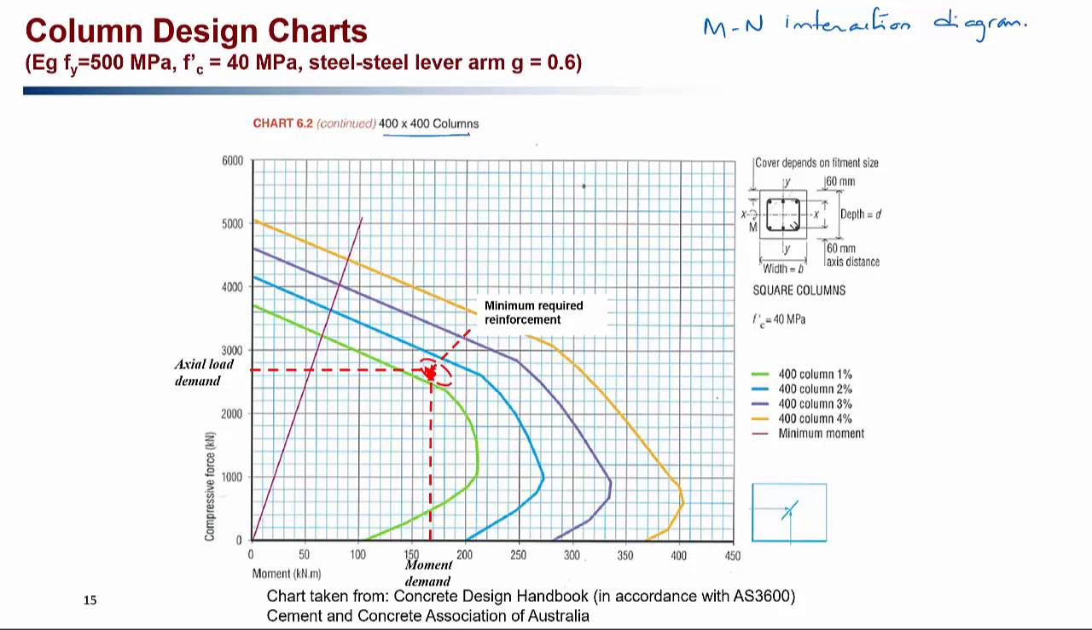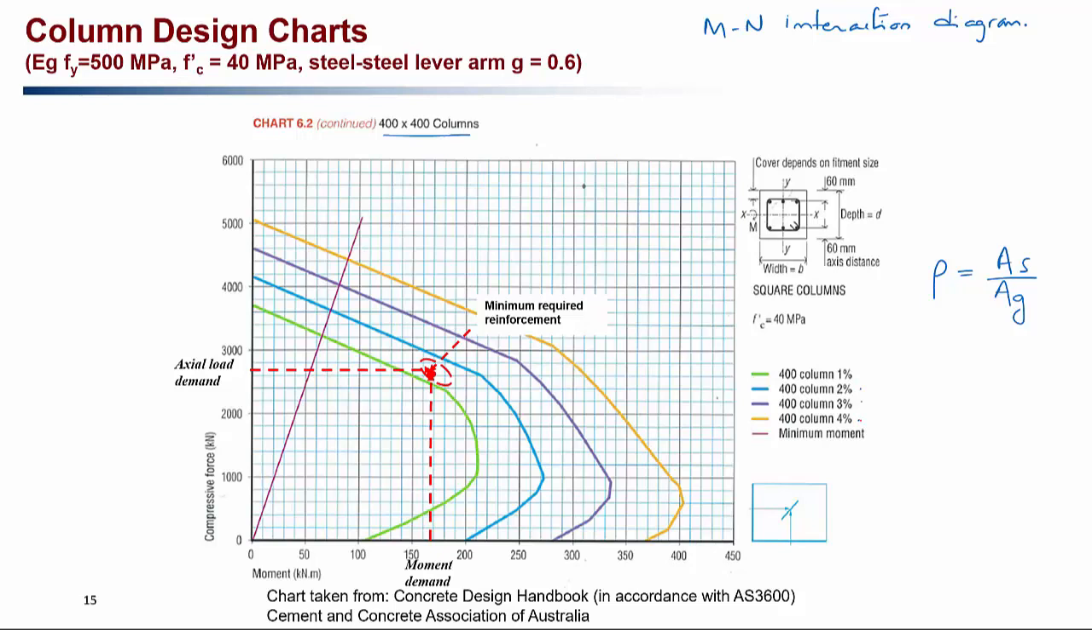For this one, it is a 400 by 400 millimeter column, and the reinforcement ratio is 1%, 2%, 3%, and 4%. Each one of these curves denotes a different reinforcement ratio. The reinforcement ratio in the column is denoted by the total area of reinforcement, which takes into account all 6 reinforcement bars in this case, divided by the gross area of the column. So AS over AG is your reinforcement ratio, which is 1%, 2%, 3%, and 4% in this case.